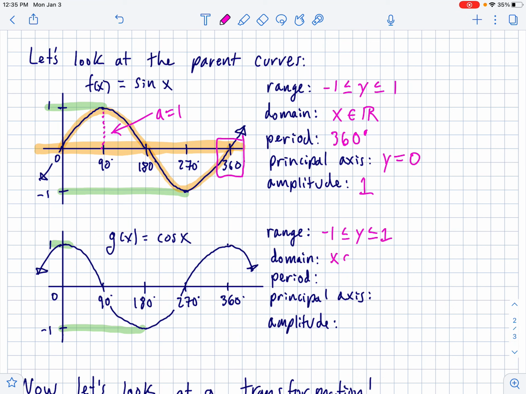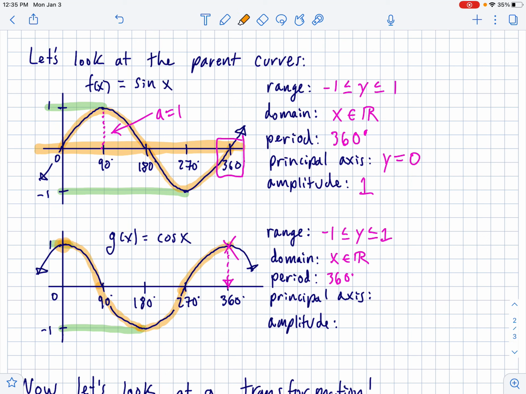The domain is all real numbers. The period is also 360 on this one. You can see that because if you start here at the top of the mountain and then go down, back to home base, into the valley, home base, up the mountain again, you would start to repeat the process here at 360 degrees. So the period is 360 degrees.